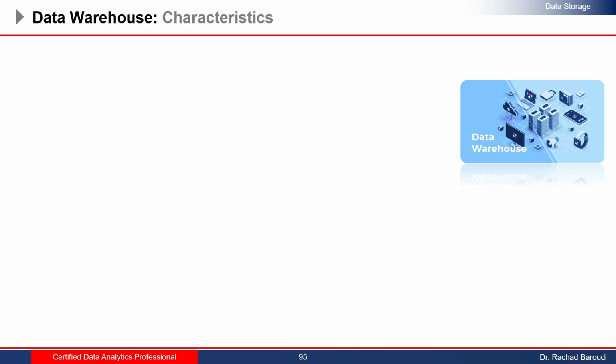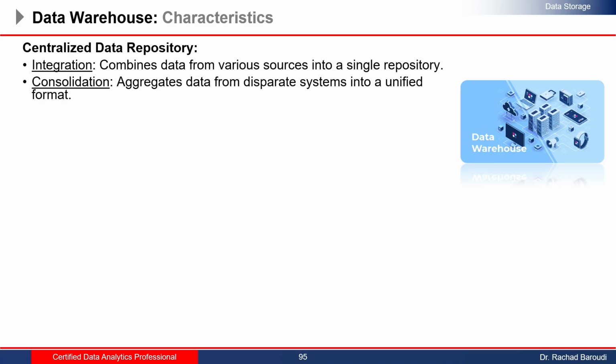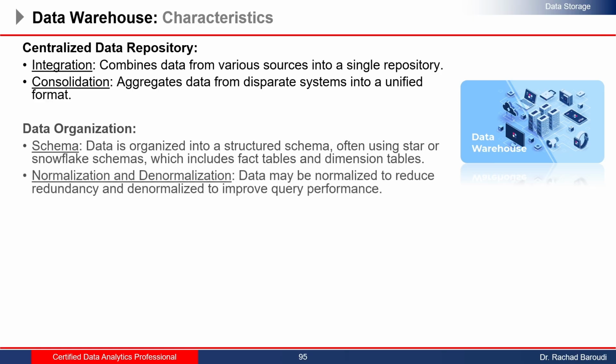So now let's talk more about characteristics of data warehouse. Centralized data repository, like we already mentioned, integration, combine data from various sources into a single repository. Also, consolidation is very important because it aggregates data from disparate systems into a unified format. Data organization using schemas, like we already mentioned, data is organized into a structured schema, often using star or snowflake schemas, which include fact tables and dimension tables to organize the data within.